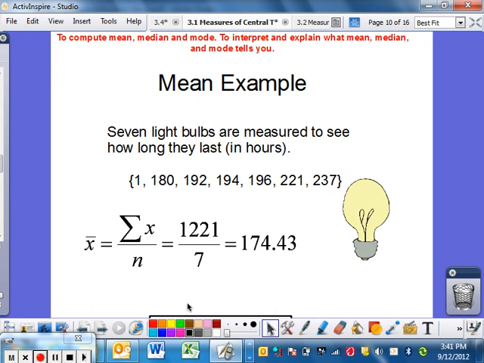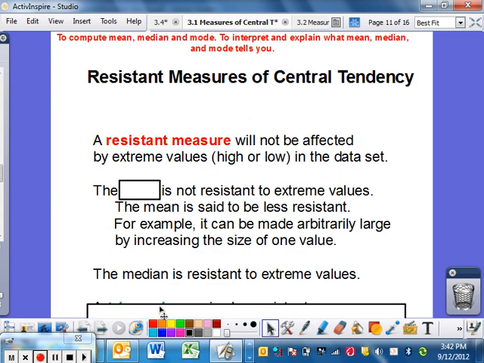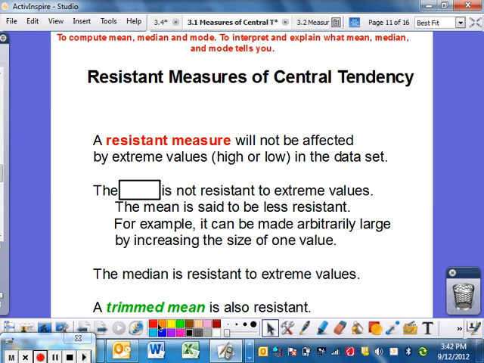Do you think this is a very good average per se? I hope you say no because of that data value 1. It just so happened that one light bulb burnt out quick for whatever reason, so that brought your average down. So that's one way that it can be affected. Resistant measures, because of that last example, which ones are the best? All right. So resistant measures will not be affected by extreme values as much as they could be.